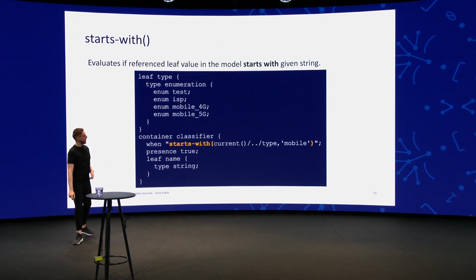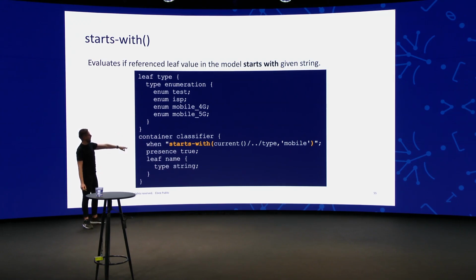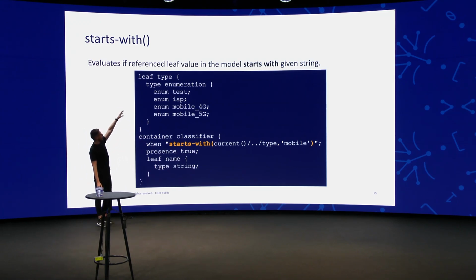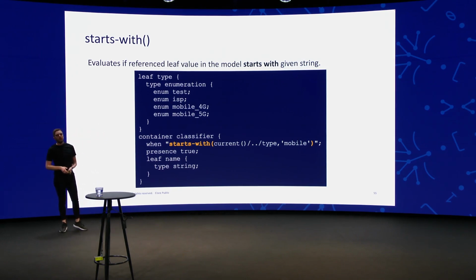Starts-with is again something similar to contains. We may say that we want to show the option for choosing the QoS classifier when the type of our network starts with mobile. So we have a test ISP network, mobile 4G, mobile 5G, and we decide that we are only able to set the classifier if our network name starts with mobile. Just an example, but you have to think about that as strings.